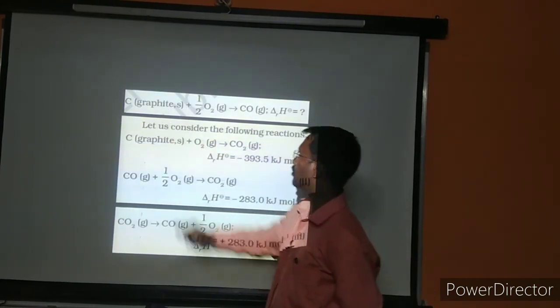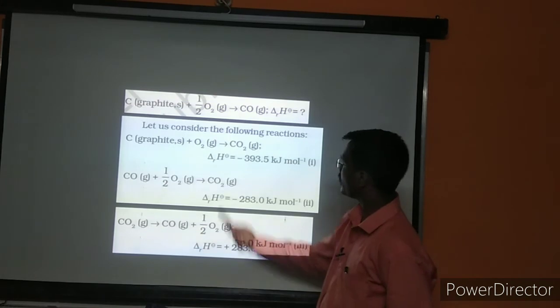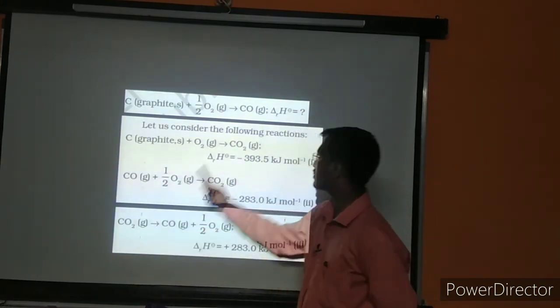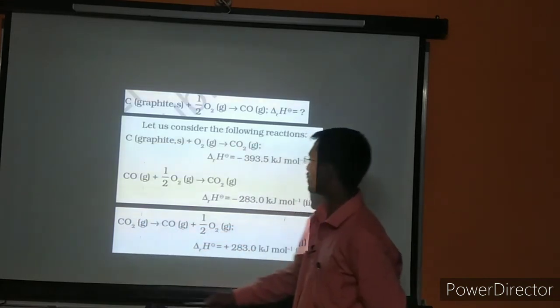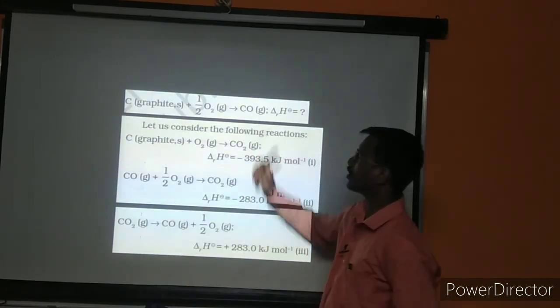Carbon is there. Here also carbon is there. Means this O2 is cancelled. Remaining here, carbon dioxide is there. Can you see here? Here also one carbon dioxide is there. These two are going to cancel. And the remaining here is carbon monoxide. Can you see here? Carbon monoxide is there.